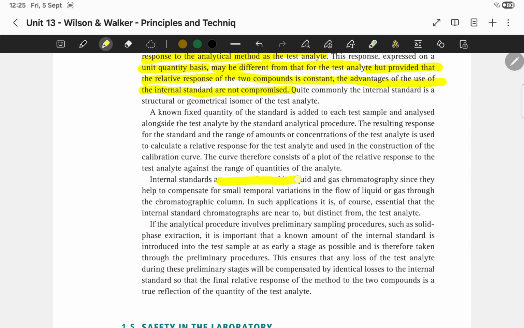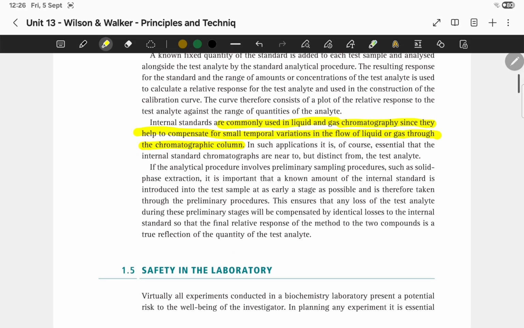Internal standards are commonly used in liquid or gas chromatography since they help to compensate for small temporal variation of the flow of liquid and gas through the chromatographic column. In such applications, it is of course essential that the internal standard chromatographs near to but distinct from the test analyte. If the analytical procedure involves a preliminary sampling procedure such as solid phase extraction, it is important that the known amount of internal standard is introduced into the test sample at as early a stage as possible and is therefore taken through the preliminary procedures.